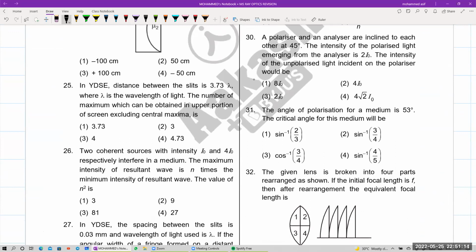In YDSE, the distance between the slits is 3.73 lambda, where lambda is the wavelength of light. The number of maxima which can be obtained in the upper portion of the screen, excluding the central maxima. Good question. Can anyone try it, beta?